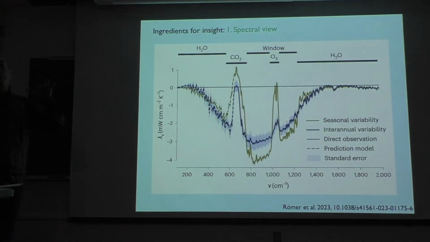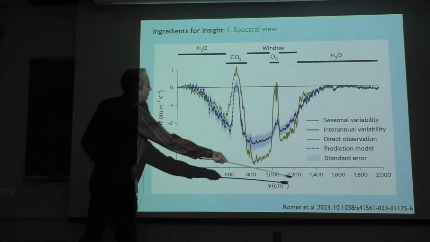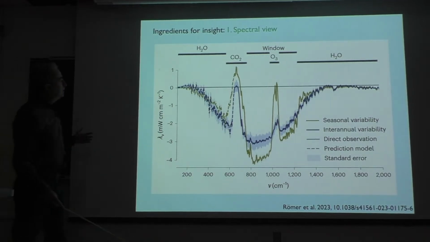There are three important facets that I will use. Many of them are sort of inherent to these developments. One of them is looking at things from a spectrally resolved point of view. So this axis is wave number. You'll be seeing it quite a lot. It's the inverse of wavelength.